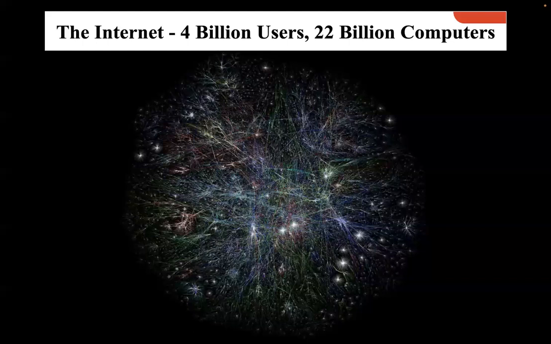Let's start with how gigantically big the internet is. There are over 22 billion computers and 4 billion plus users. This is a graphic designed to show this to you. Just imagine every one of those points of light is a network, usually, not even just a computer, a network. Huge. We have to have a way to keep track of all this. We do it with numbering systems.